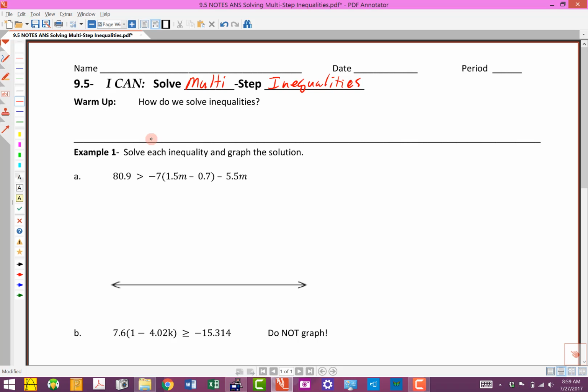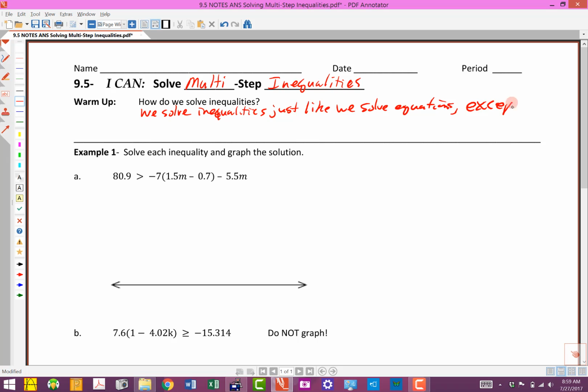So how do we solve inequalities? You've got to know this. You've got to be able to recite this. I might ask this as a bonus question on a test or something like that. So how do we solve inequalities? We solve inequalities just like we solve equations.